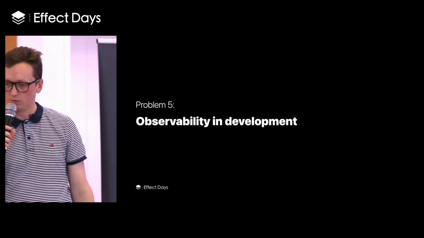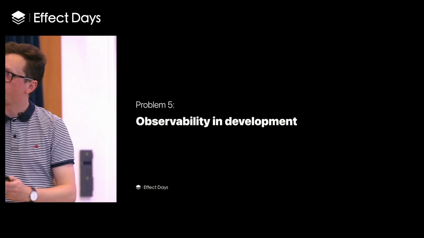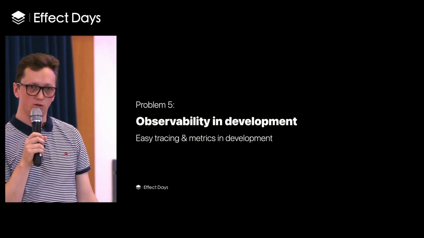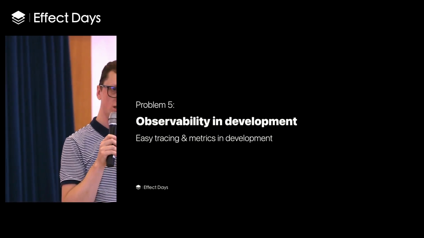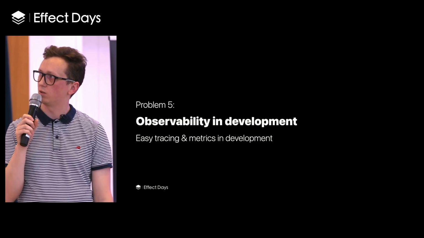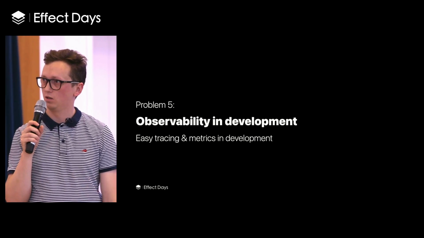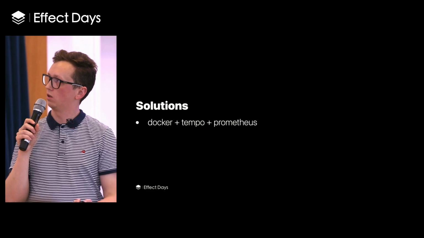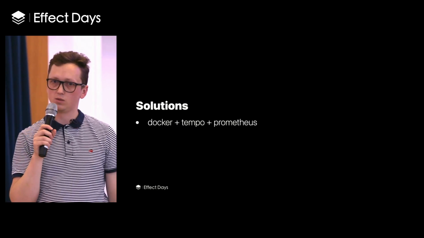is observability and development. So tracing and metrics is all cool, but it's really hard to get a good stack set up in development. It takes a bit of work, a bit of fiddling around. Docker and stuff makes it easier. So yeah, Docker, Tempo, and Prometheus is one thing you could do.